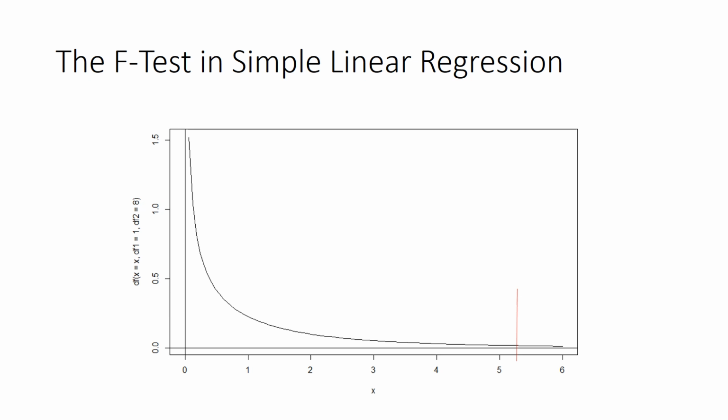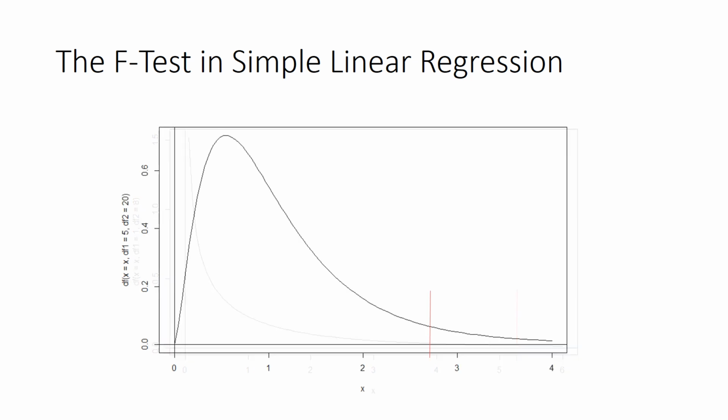Here's what the F-distribution with 1 and 8 degrees of freedom looks like. I added a red line at about 5.32, the critical value of F. You can see in this case the distribution has a reverse J shape. As the degrees of freedom change, the shape changes. For example, this is an F-distribution with 5 and 20 degrees of freedom. The critical value at the 0.05 level of significance in this case equals 2.71.